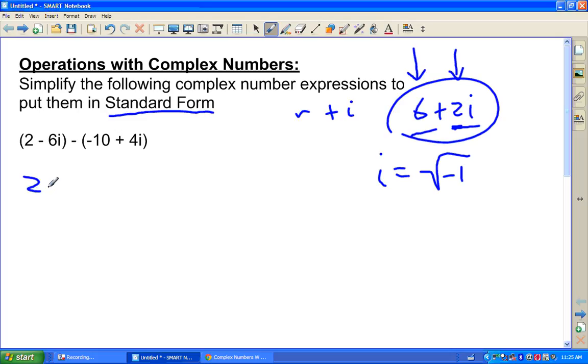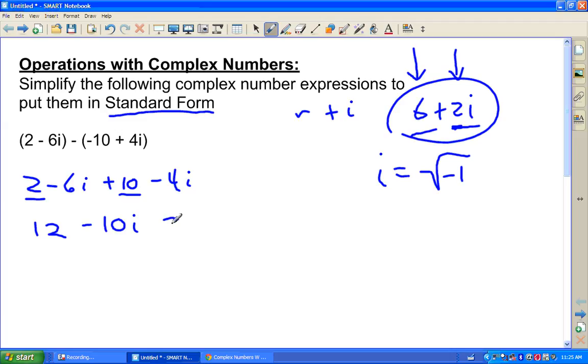So here I'm just going to rewrite this 2 minus 6i and then distribute this minus sign. A minus and a minus for the 10 makes it a plus 10. The minus and the plus for the 4i makes it a minus 4i. Then I just group like terms. Okay, 2 plus 10, it looks like it's going to be 12, so I've taken care of those two, and I mark them just to make sure I took care of them. Minus 6i minus 4i is minus 10i, just like minus 6x minus 4x would give you a minus 10x for that one.